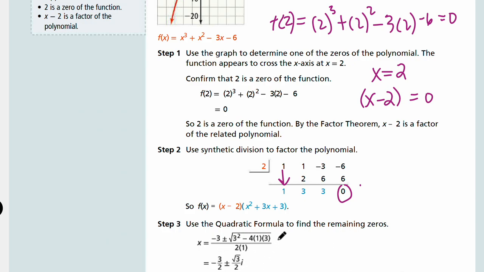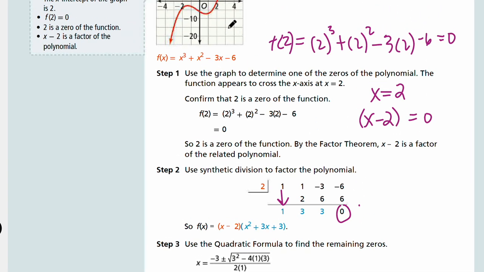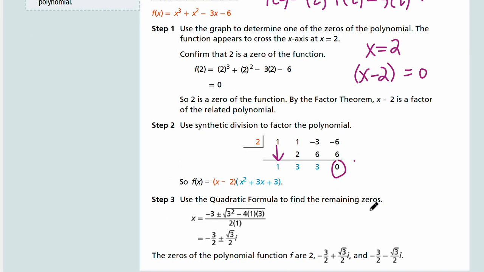So there are many zeros, but by graph, we can just see the real 0, which is 2, and then there are imaginary roots, and we can figure them out using division and the quadratic formula. Yeah, so these are the steps to find all the zeros possible from a polynomial. So 2 is the real root, and then -3/2 plus or minus √3/2 i would be the other two roots.